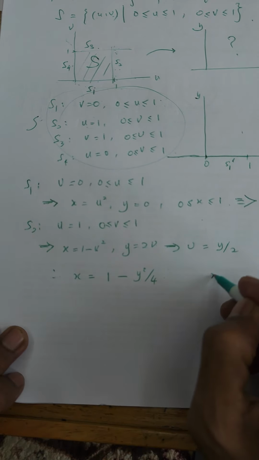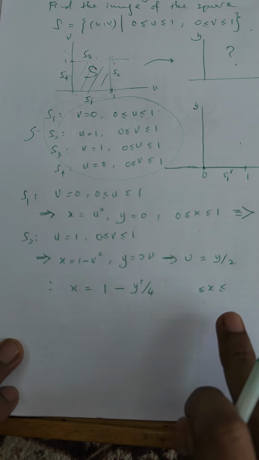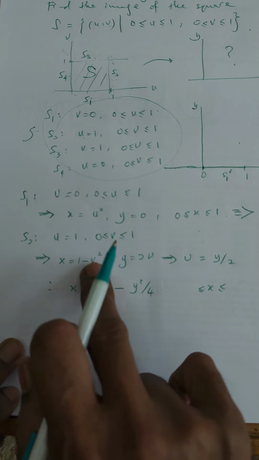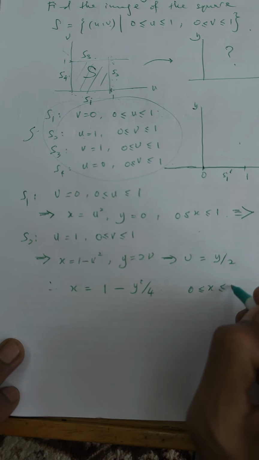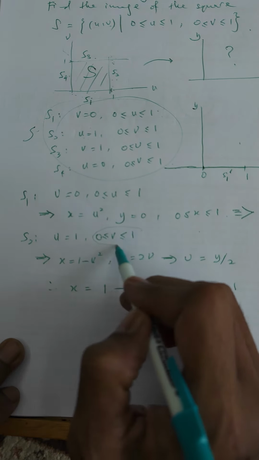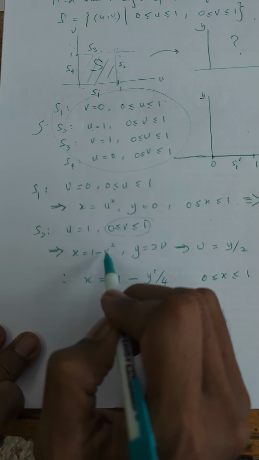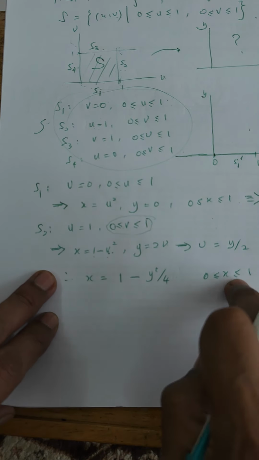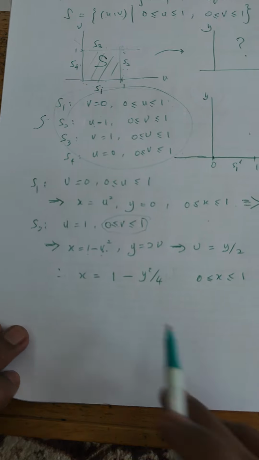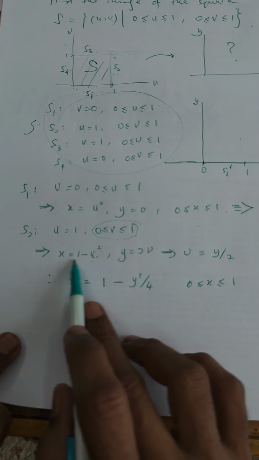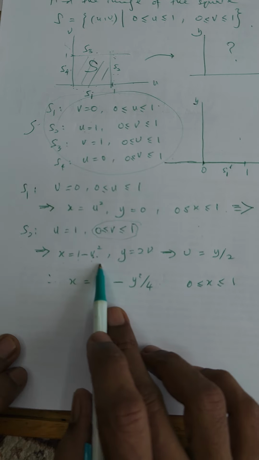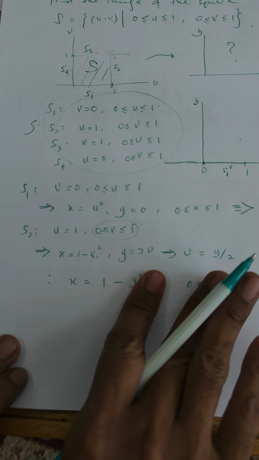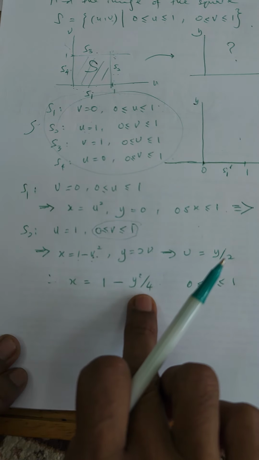X is between 0 and 1, because V is 0 to 1. When V is 0, you get X equal to 1. When V equal to 1, you get X equal to 0. So you can see from here, this is a parabola: 1 minus Y squared over 4.